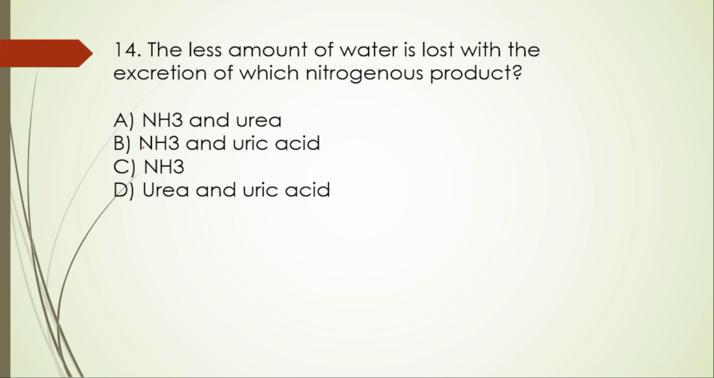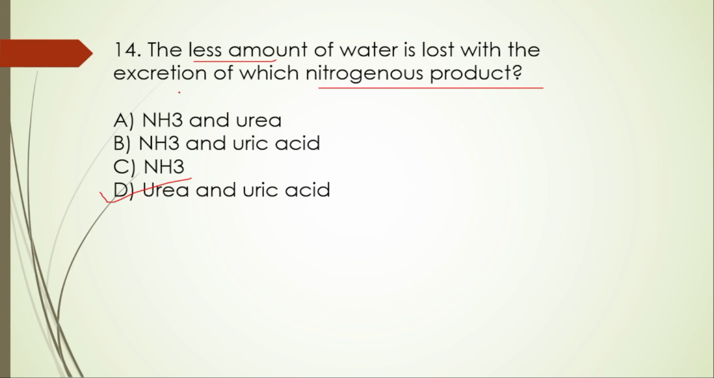Next, 14th one. Question number 14. Less amount of water is lost with the excretion of which nitrogenous product? Option A, ammonia and urea, option B, ammonia and uric acid, option C, ammonia, and then D is urea and then uric acid. So here the right option is urea and uric acid.